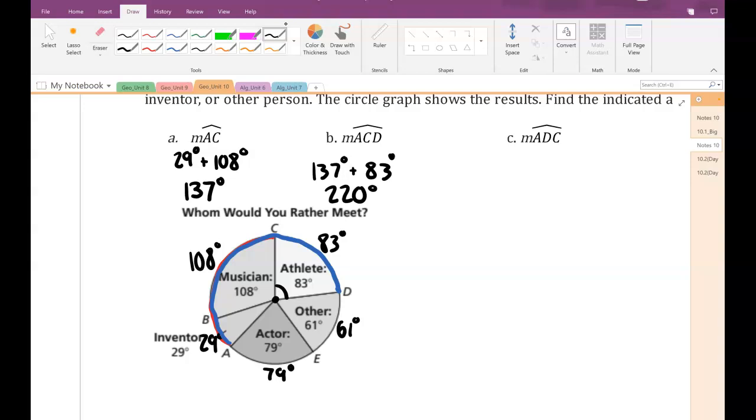And then ADC, another major arc. Now we're going in the opposite direction, so I'm going to erase these colors. Coming out from A, D is our middle point all the way to C. So we're adding 79 degrees, our 61 degrees, and our 83 degrees. Again, this is just our arc addition postulate. So take 79 plus 61 plus 83, which gives us 223 degrees.